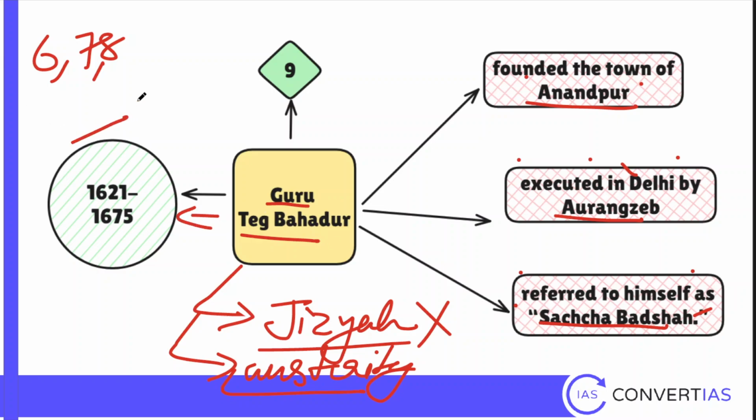Aurangzeb's reign extends till 1707. And this period is the most violent period between Mughals and Sikhs. You have a lot of rebellions sprouting up. Aurangzeb will keep suppressing them, but they will come up again, and that will be a routine affair. We have discussed this in the context of the decline of Mughals as well. This is one of the important reasons.